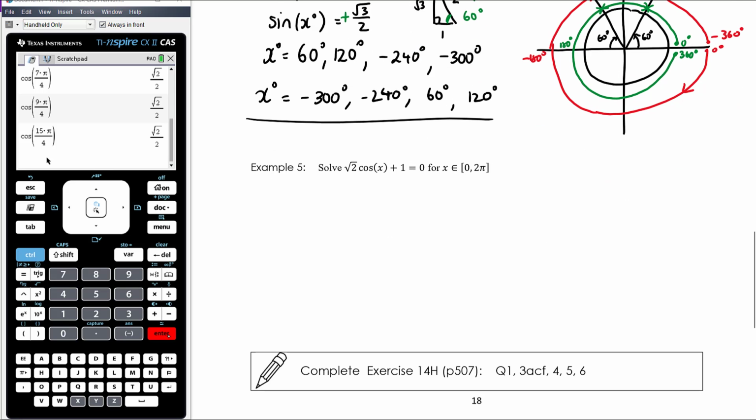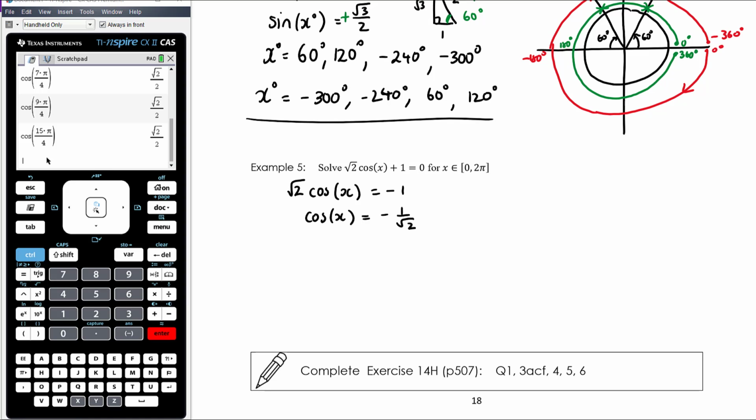Okay, example 5, the last one. Hopefully this will be one where we get a negative value because we haven't really demonstrated that. Okay, so we've got root 2 cos of x plus 1 equals 0. First thing is to get the cos on its own. So let's subtract 1 from both sides of that equation. So it's root 2 times cos of x equals negative 1. And so cos of x is equal to negative 1 on root 2.